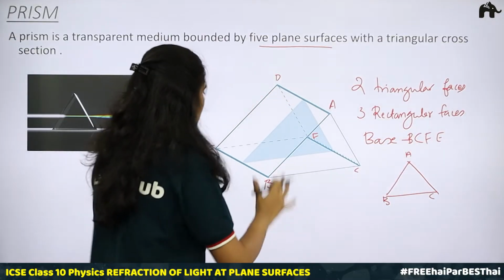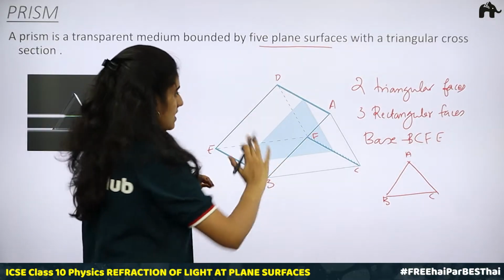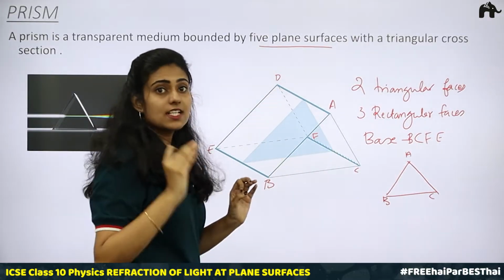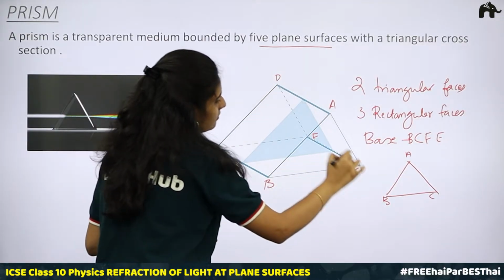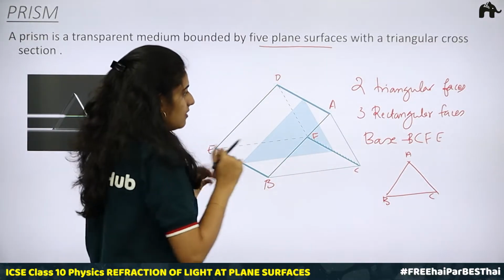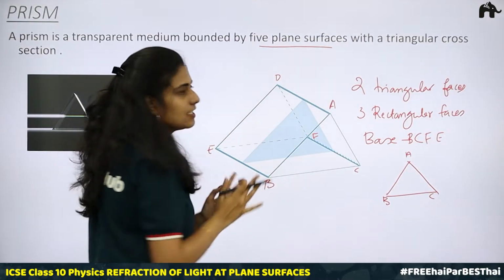Okay. Now, light will be falling on these faces, that is the refracting faces. These rectangular faces are known as the refracting faces. D, A, B, E and D, F, C, A are the refracting faces. Light will be falling here and the refraction will be happening at these faces.